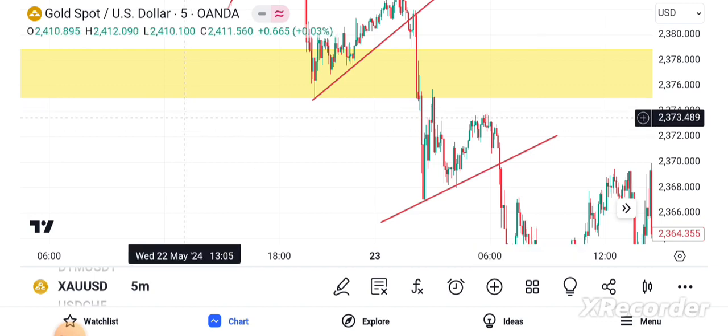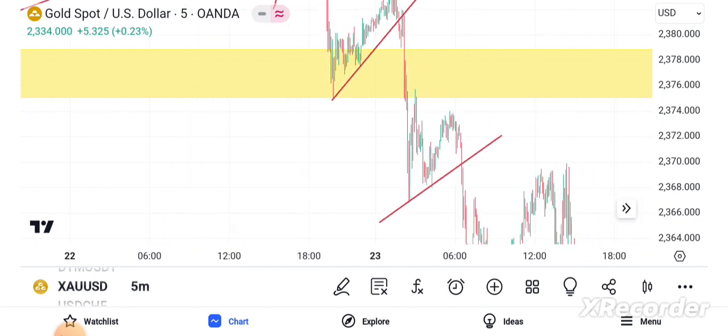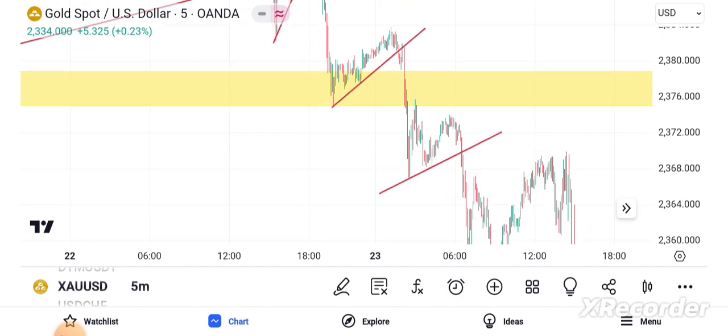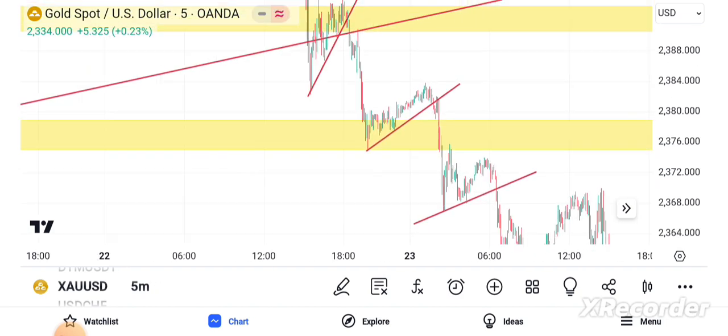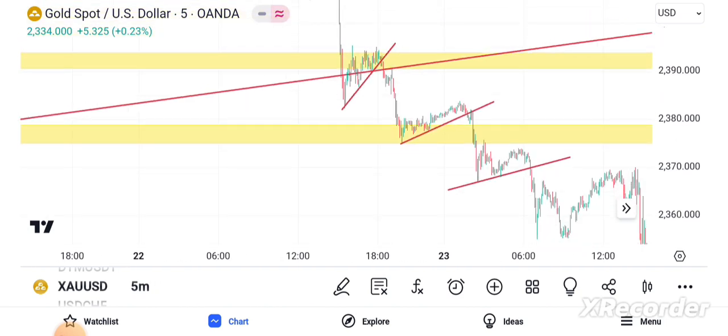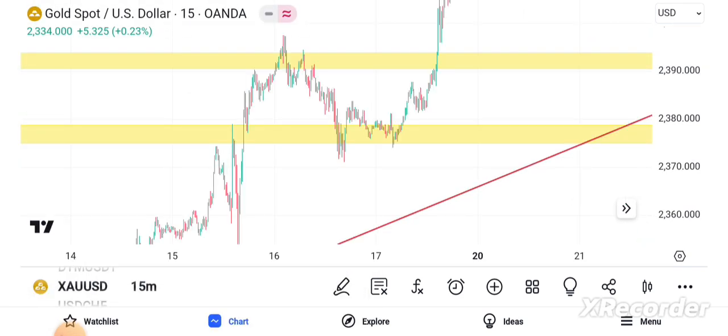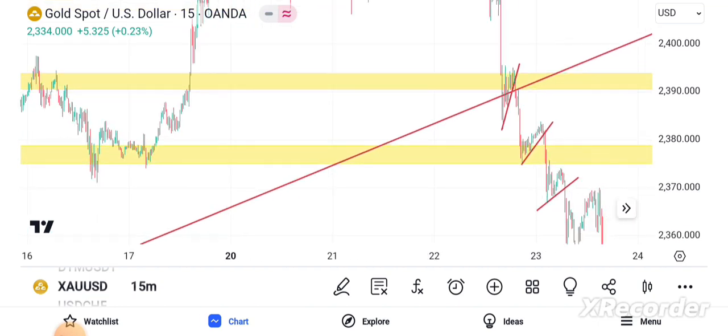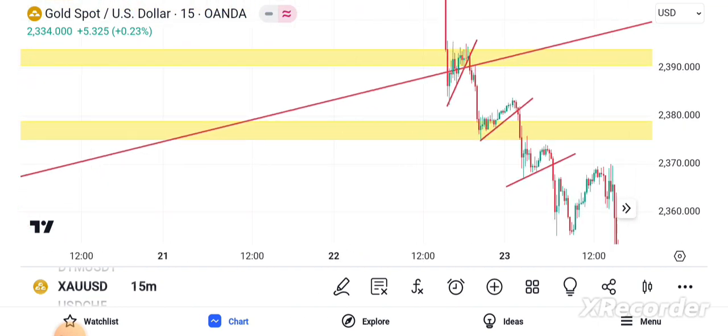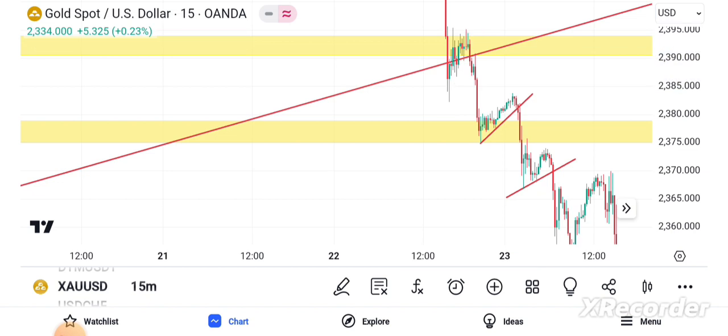So guys, you just need to know that gold moves from zone to zone, and whenever price is reacting on your zone, don't be in a hurry to take a trade. Wait for price to react on that zone, then refine your entry before executing your trade.